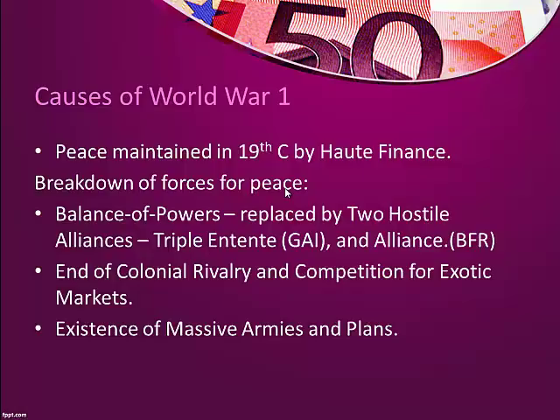So what happened in the early 20th century was that two different alliances took place. One was Britain, France and Russia versus Germany, Austria and Italy. So these two alliances formed, and this caused the balance of power to break down, because now there are only two hostile powers. You need at least three powers for a balance of powers to exist.